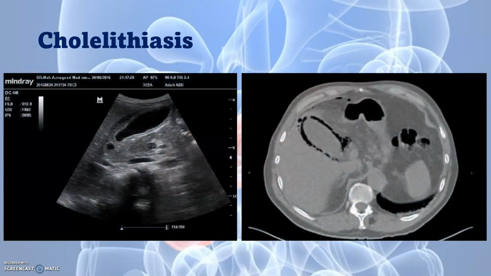Have a look at these two pictures and tell me if you can think about what specific gallbladder related conditions are being represented here. You may pause the video and have a proper look.